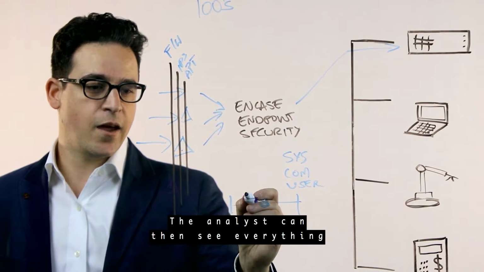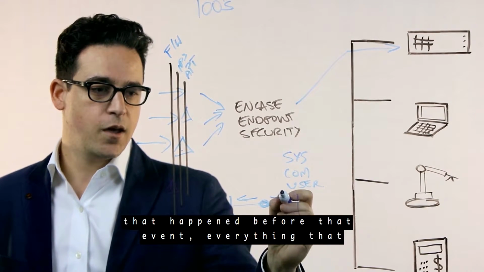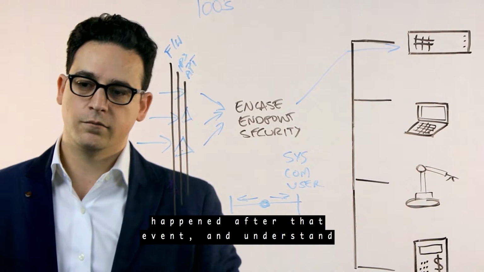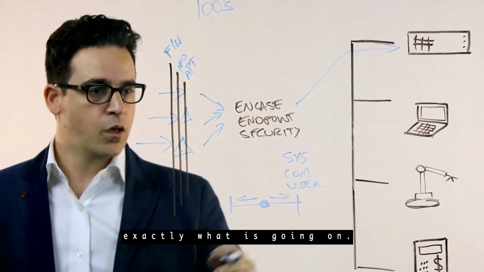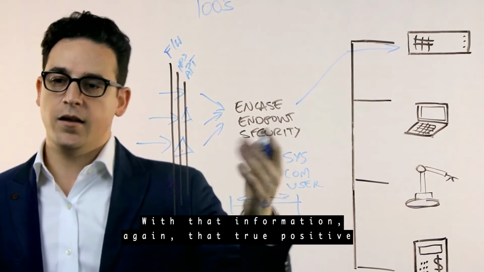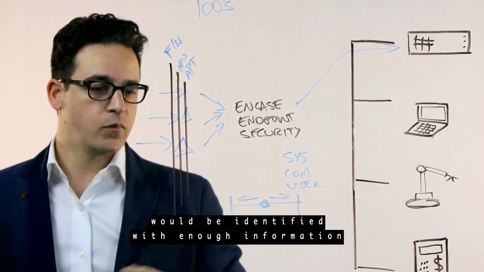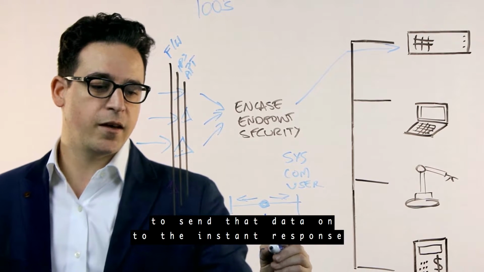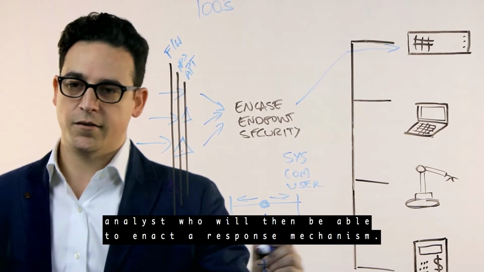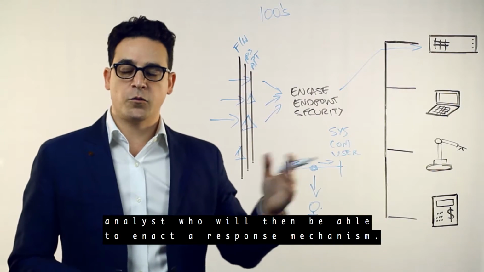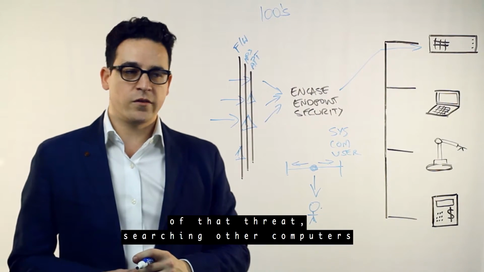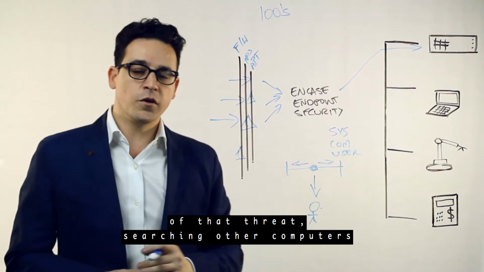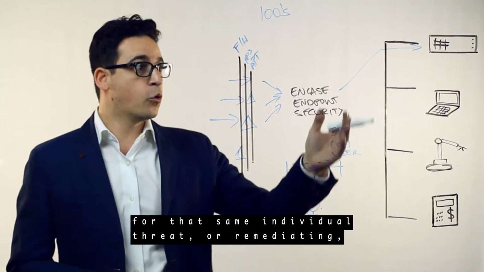The analyst can then see everything that happened before that event, everything that happened after that event, and understand exactly what is going on. With that information, again, that true positive would be identified, with enough information to send that data on to the incident response analyst, who'll then be able to enact a response mechanism, whether it's verifying the individual components of that threat, searching other computers for that same individual threat, or remediating.